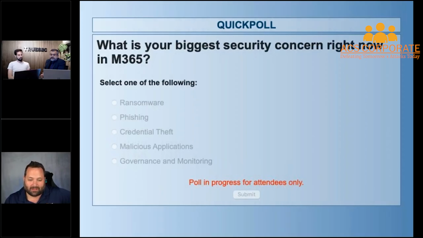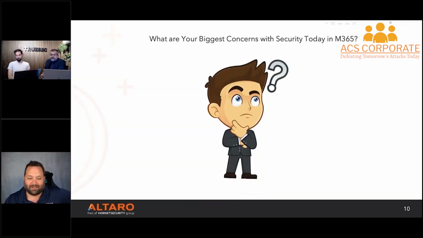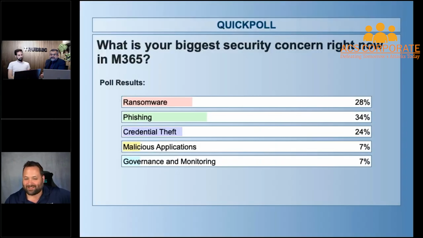All right, so let's go ahead and close that poll. We've given people a minute. And it turns out, Fabio, you were right. Phishing is actually the number one concern, with ransomware as number two and credential theft as a close third. Thanks all for participating in that. It helps our speakers know what your big concerns are, and we can tailor the content a little bit based on that.